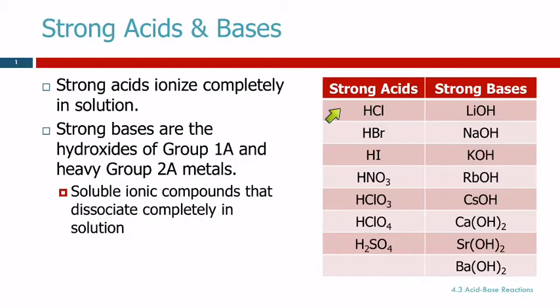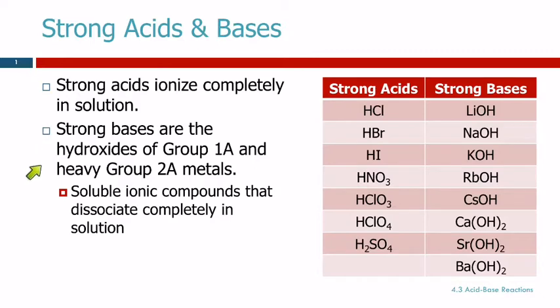There are 7 strong acids according to this textbook. You just memorize them, and those are the strong acids. Anything not on the list that's an acid is considered a weak acid. Weak acids are those that only ionize a little bit in solution. And then there are the strong bases.